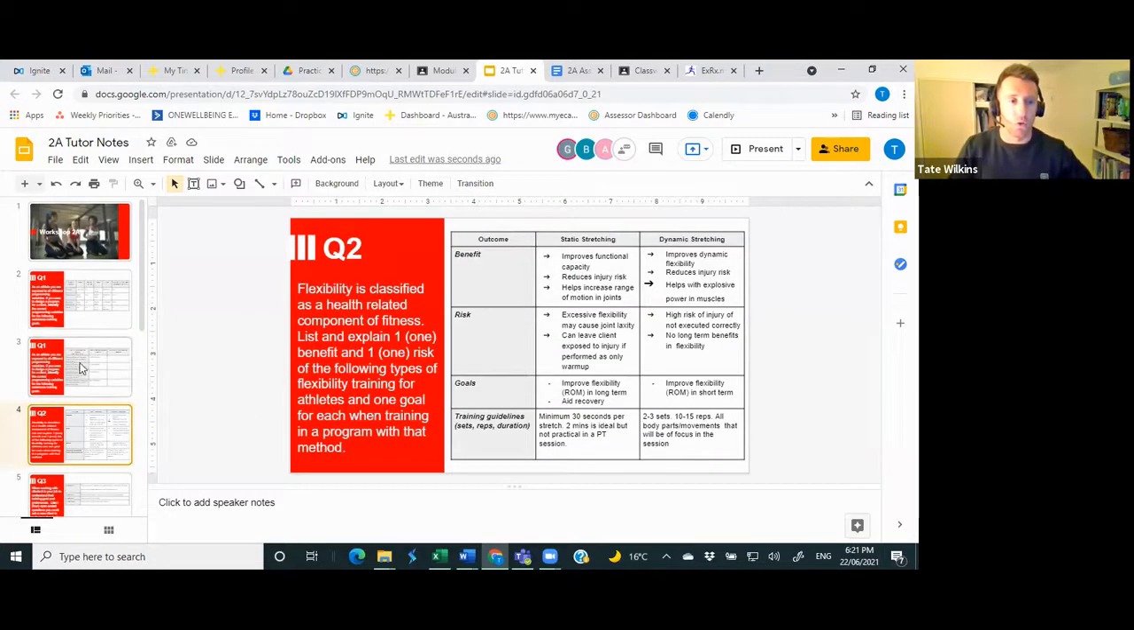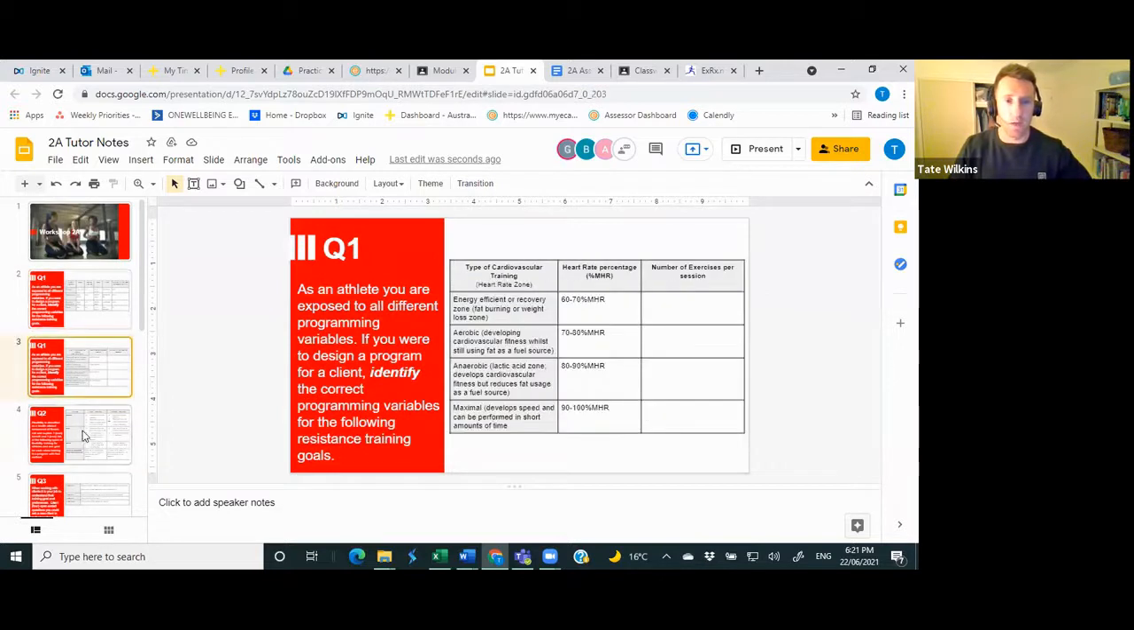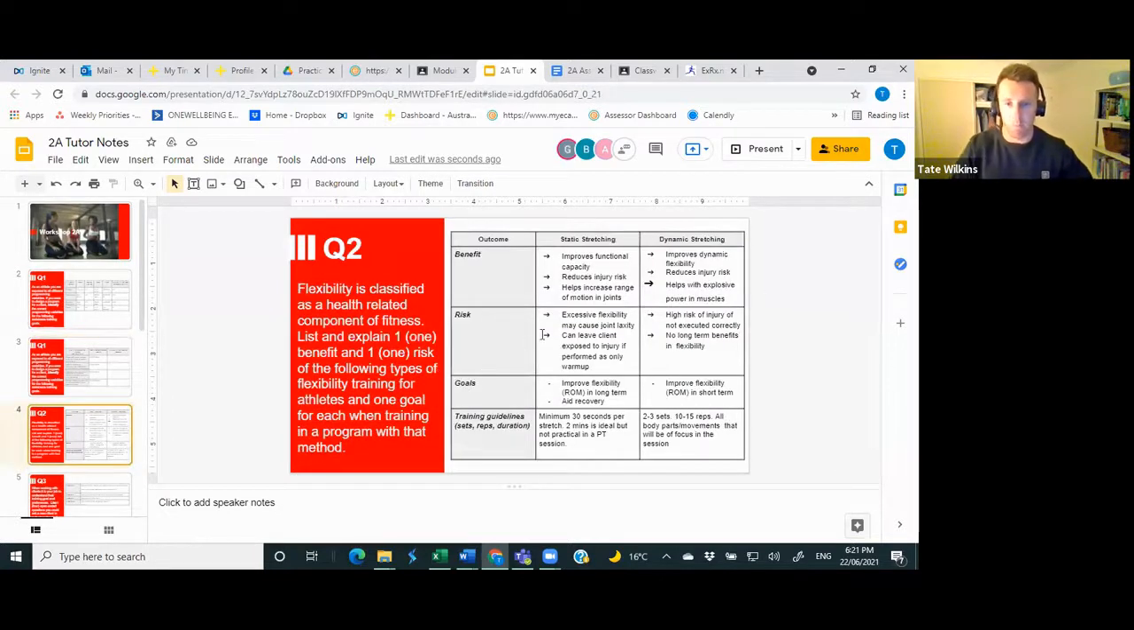Alrighty, question 2 we're looking at is flexibility. With flexibility, generally we can classify into 2 main categories: static and dynamic. The word dynamic just means movement. Static means to stay stationary. So static is your old school, just holding a stretch in a fixed position. Dynamic is just anything involving movement.